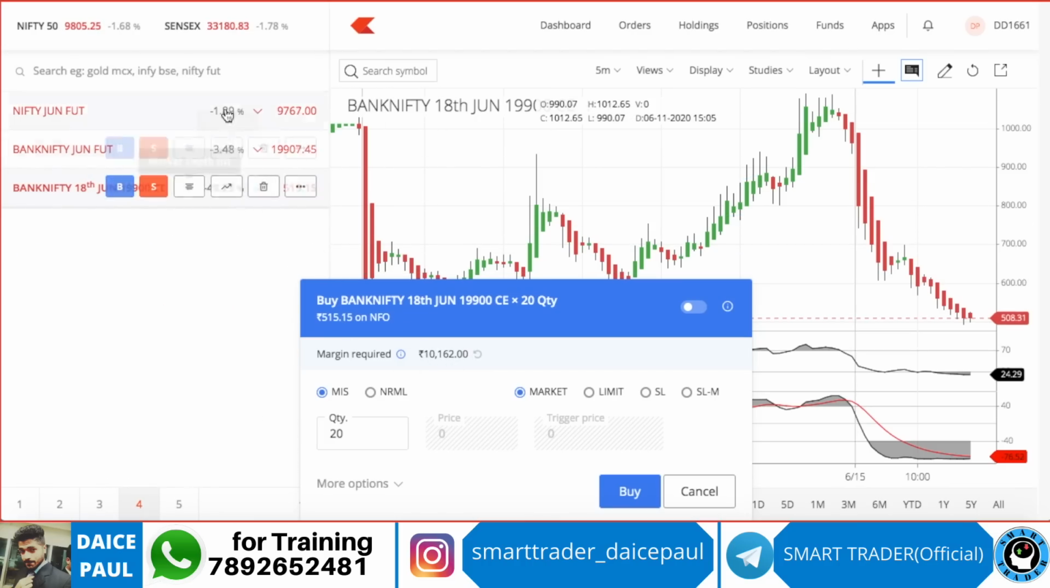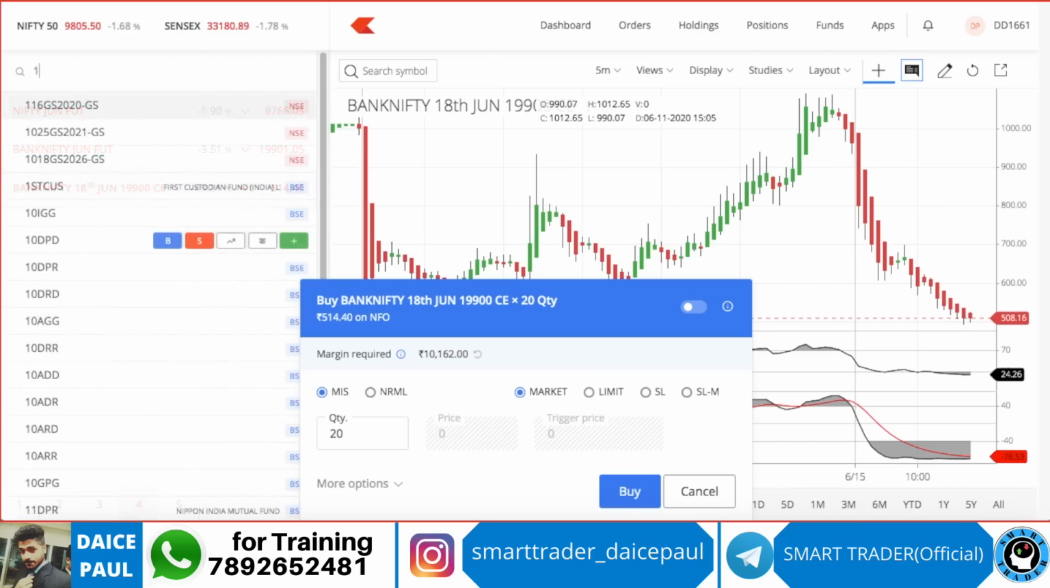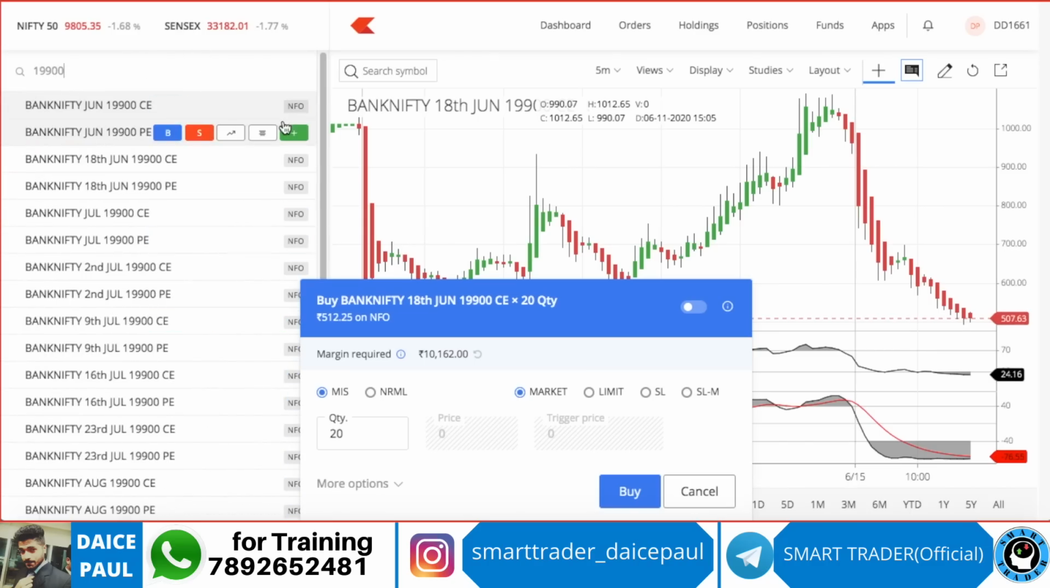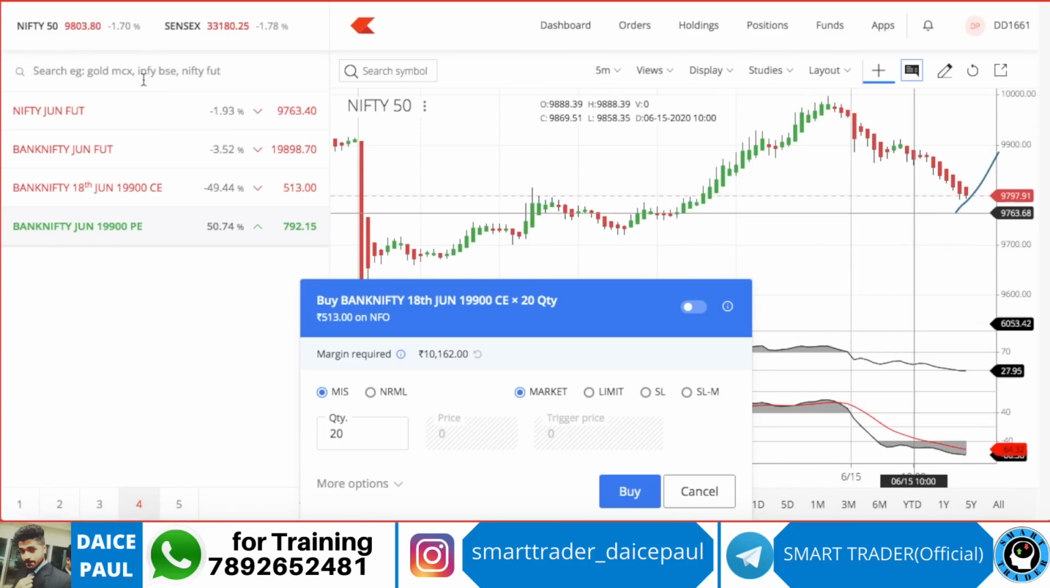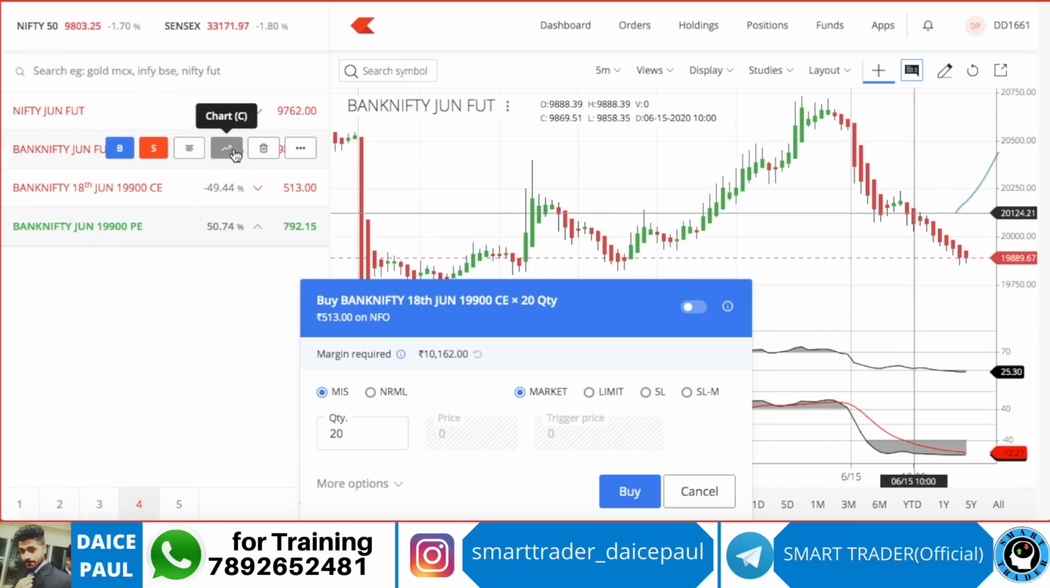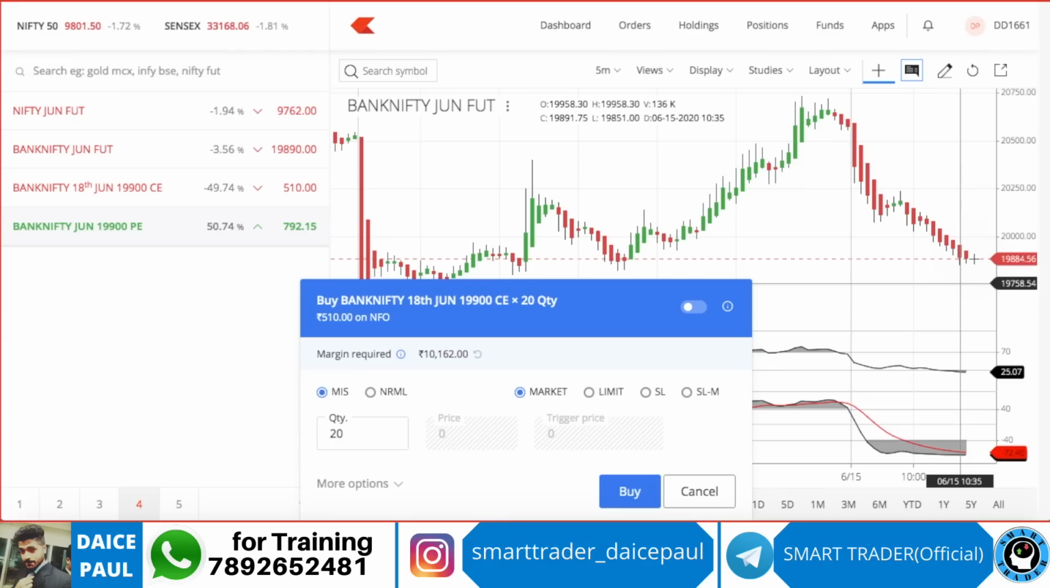If you predict the market will go down, you buy the put option. Put option is also the same thing: for buying you need less money, for selling you need more money. So what is a call option? According to a call option, your nifty or bank nifty will go up. Your underlying asset is bank nifty. So bank nifty will go up, then only your option will go up.